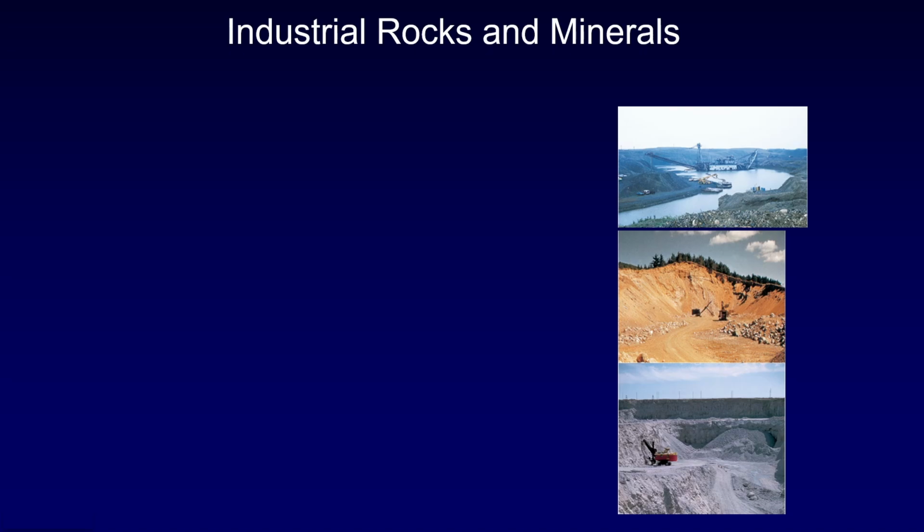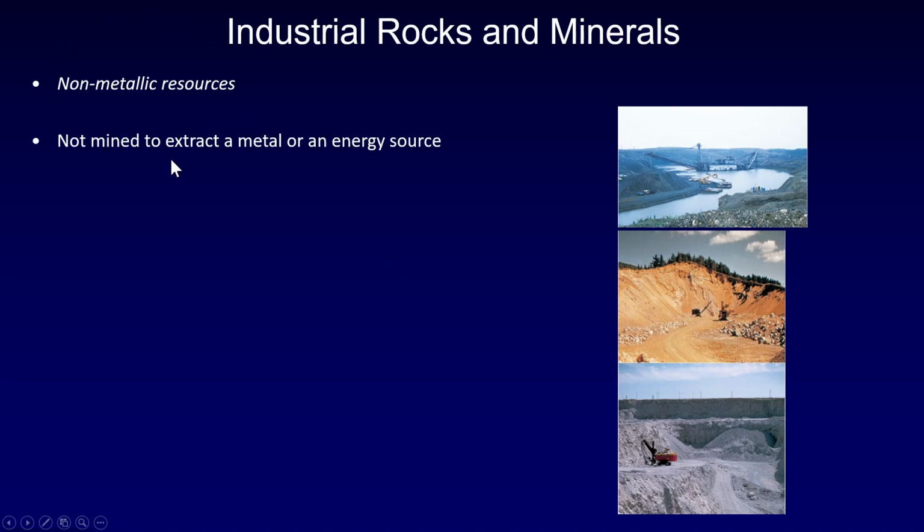We've been looking at things like gold and silver, copper, lead and zinc, but industrial rocks and minerals are not exploited for metals. They are exploited to produce materials which are used for industrial purposes. So we're thinking about the extraction of limestone to make cement, or maybe we're thinking about clays which are extracted to make bricks. So industrial rocks and minerals are non-metallic resources, and they are not mined to extract a metal or some kind of energy source.